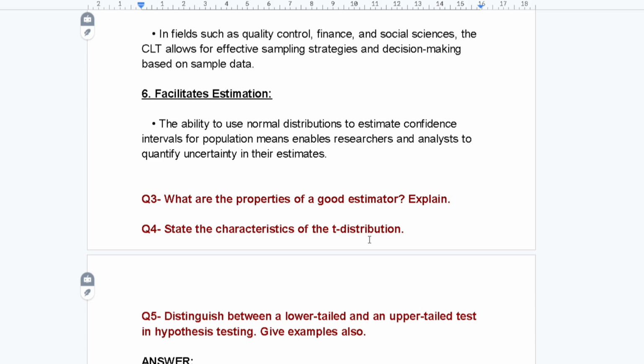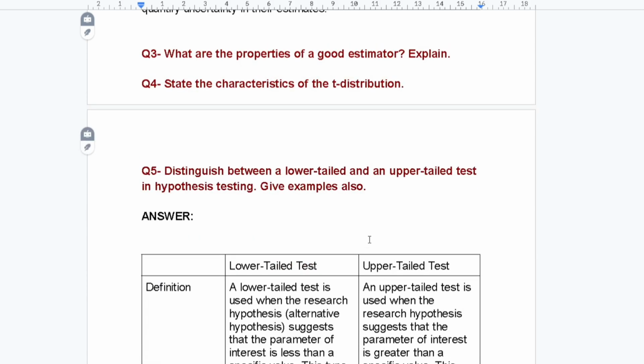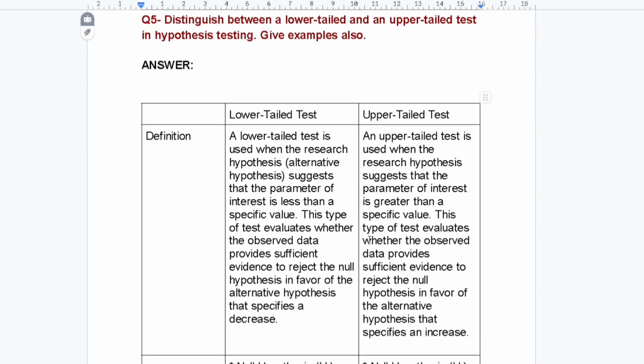This question is also covered in my previous videos. You can refer to them. Now the next question is: distinguish between lower tail and upper tail in hypothesis testing and give examples also.